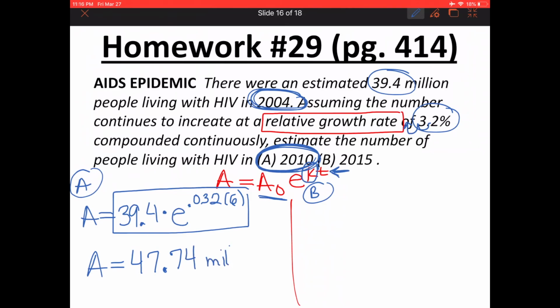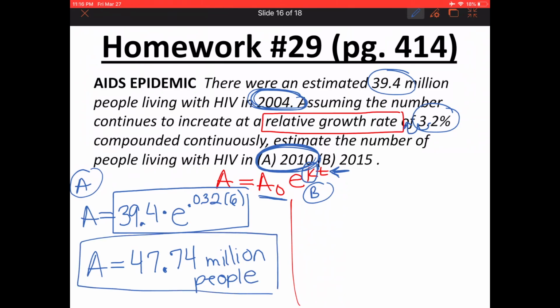47.74 million people. And again, look at our answer here, which I've boxed at the bottom. It's definitely unfortunate because we don't want to see the amount of people with AIDS growing, but if it is growing at 3.2% and there was 39.4 million in 2004, it makes sense that there are now 47.74 million people with AIDS in 2010, or with HIV.